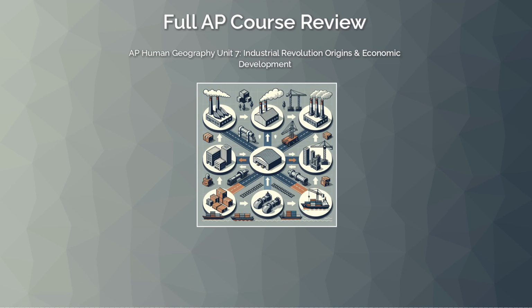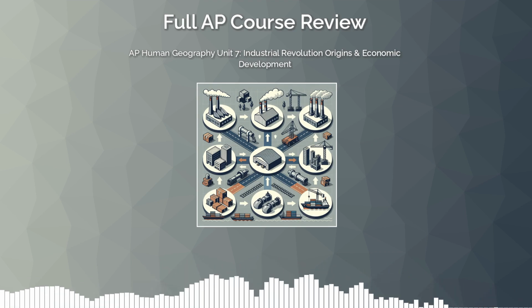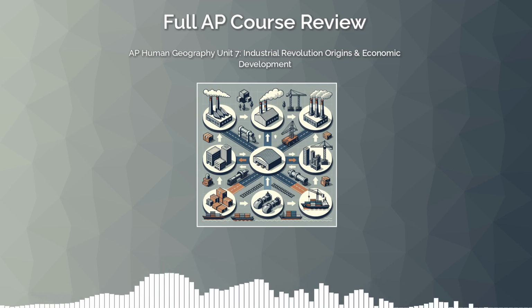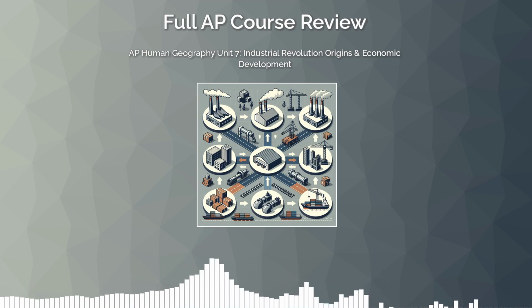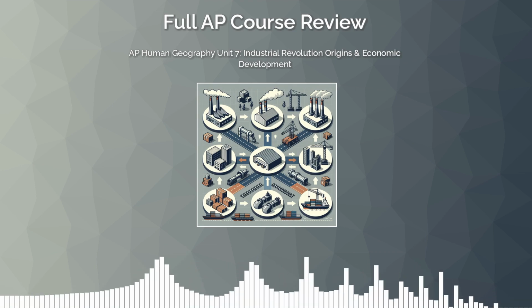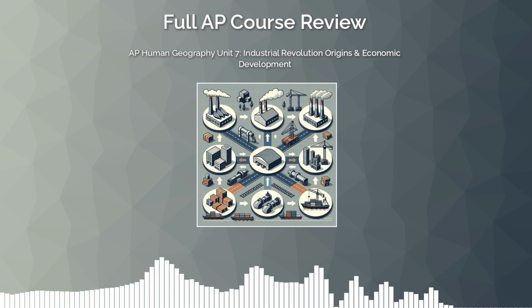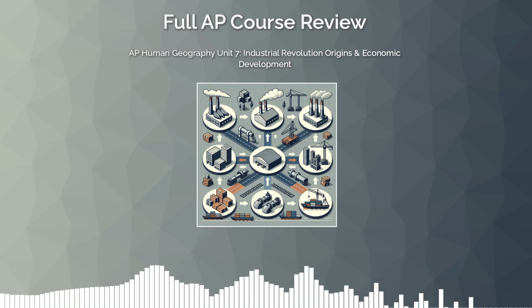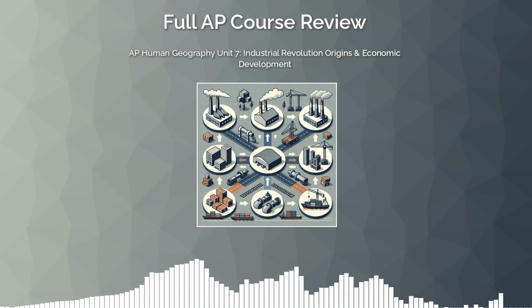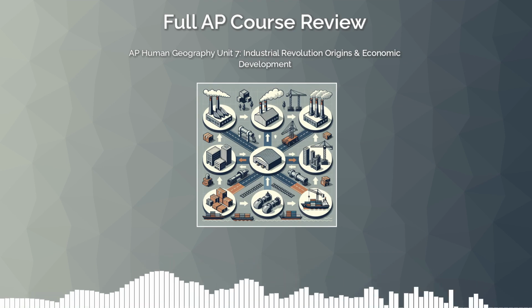For FRQ scoring, if a prompt asks you to explain a bottom-up development strategy, simply naming microfinance earns minimal credit. To earn full rubric points, you need to explain the mechanism, how it works, why it empowers individuals, what structural problem it addresses, and connect it to a measurable development outcome. Practice building those three-part responses: name it, explain the process, link it to consequence.